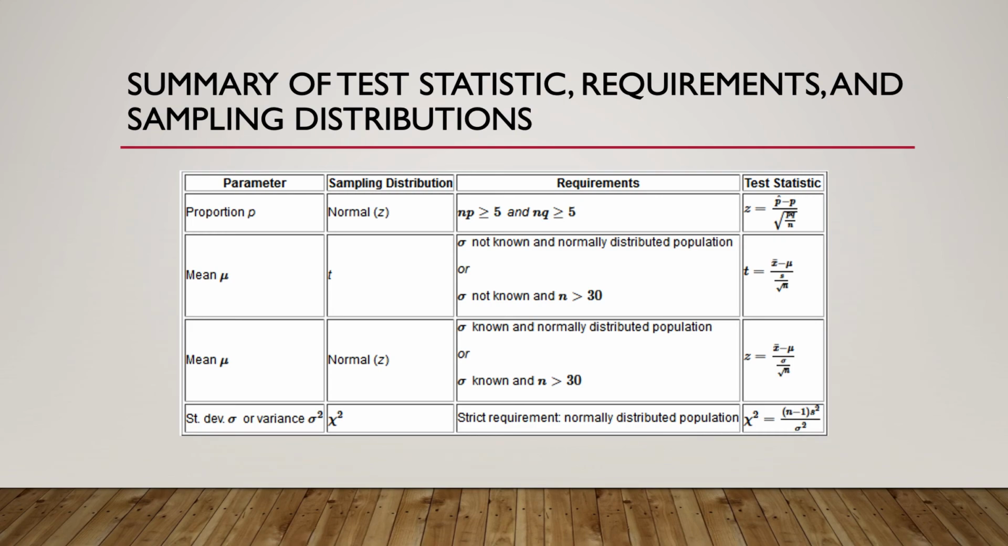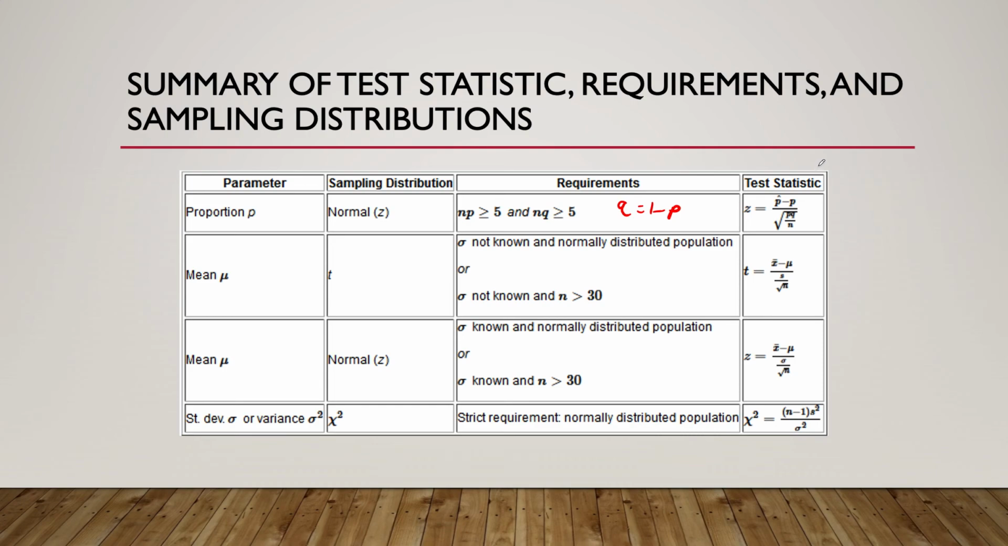The summary of the test statistic requirements and sampling distributions is here. We've seen these with the confidence intervals. They're the same thing, just written out here. For the proportion p, we would use a normal distribution. The requirements for normality are n times p is greater than or equal to 5 and n times q is greater than or equal to 5. q is 1 minus p.